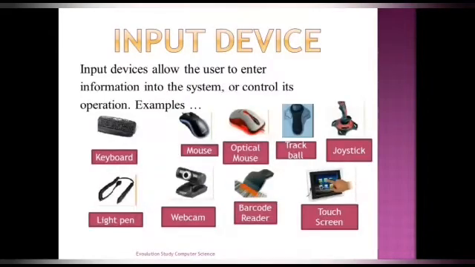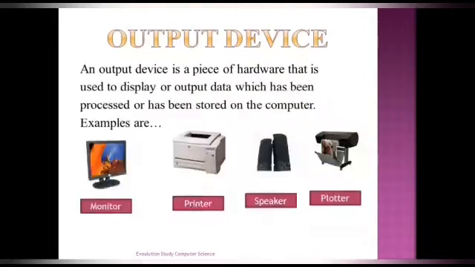Now, what are input devices? Input devices allow the user to enter information into the system or control its operation. Examples can be keyboard, mouse, optical mouse, trackball, joystick, light pen, webcam, barcode reader, touchscreen, etc. And what are output devices? An output device is a piece of hardware that is used to display or output data which has been processed or has been stored on the computer. Examples are monitor, printer, speaker, and plotter.